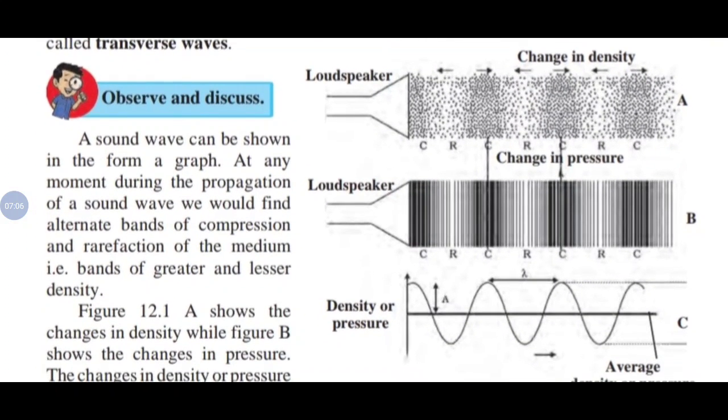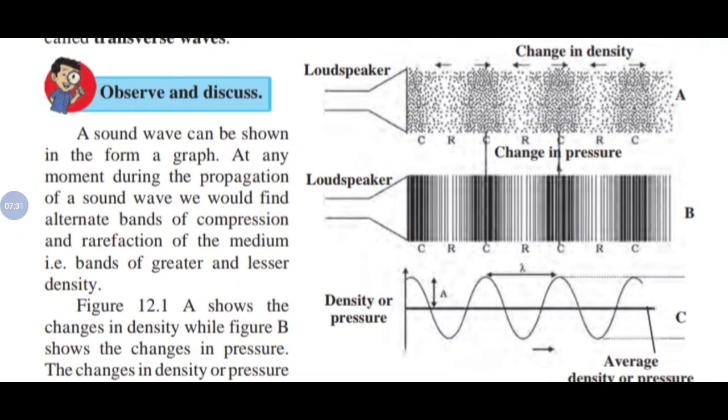A sound wave can be shown in the form of a graph. Check these three figures. At any moment during the propagation of a sound wave, we would find alternate bands of compression and rarefaction. Observe the figure of the medium. Compression means a band of greater density, and rarefaction means a band of lesser density. Check that.